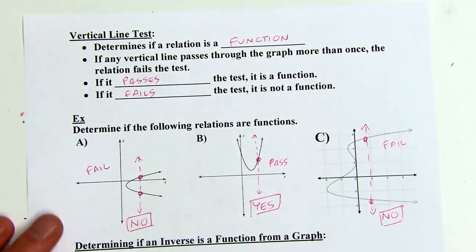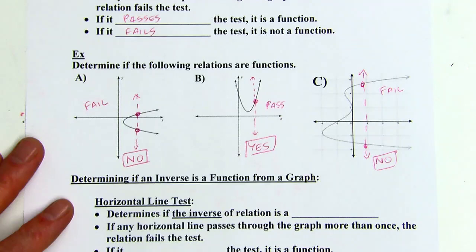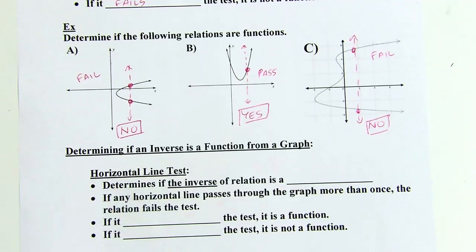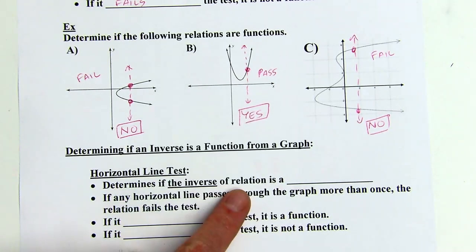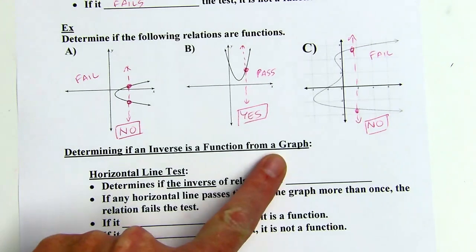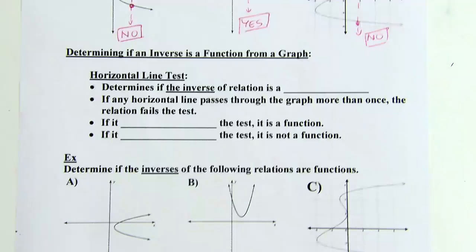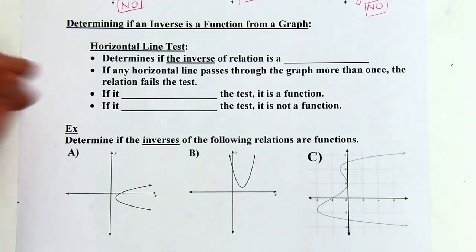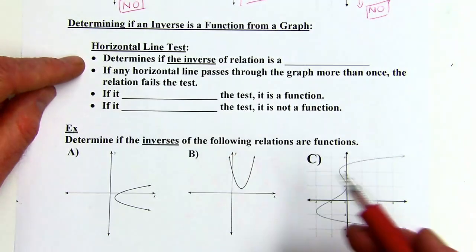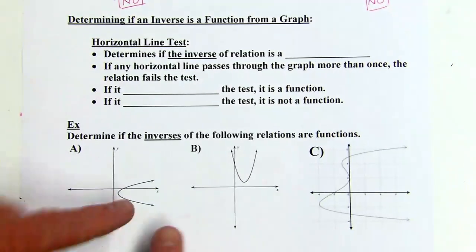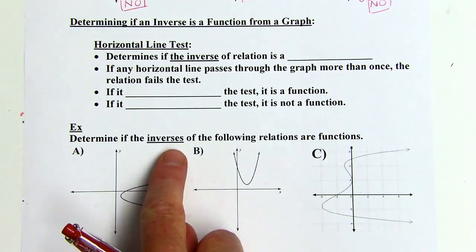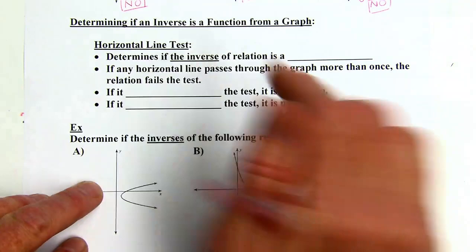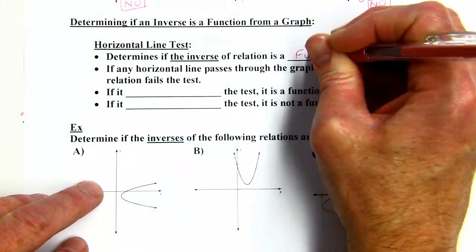All right. So that's how I use the vertical line test when I want to check if a relation is a function. Sometimes you might need to check if the inverse of a relation is a function, and that's when we're dealing with a graph again. So it gets a little confusing. We have something called the horizontal line test, which is very easy to use. It's still going to be used to test if something is a function or not, but when I'm looking at these problems, it says determine if the inverses are functions. So the horizontal line test is going to determine if the inverse of a relation is a function.